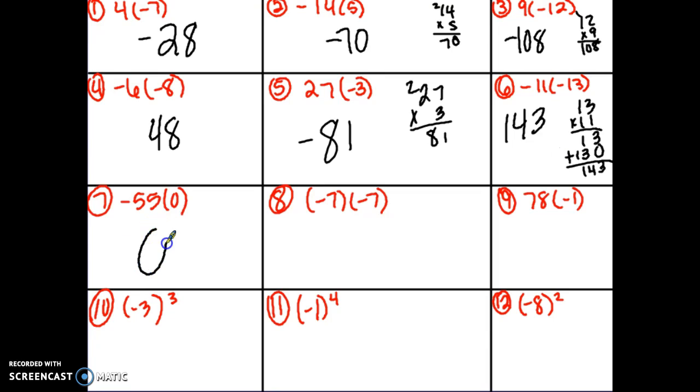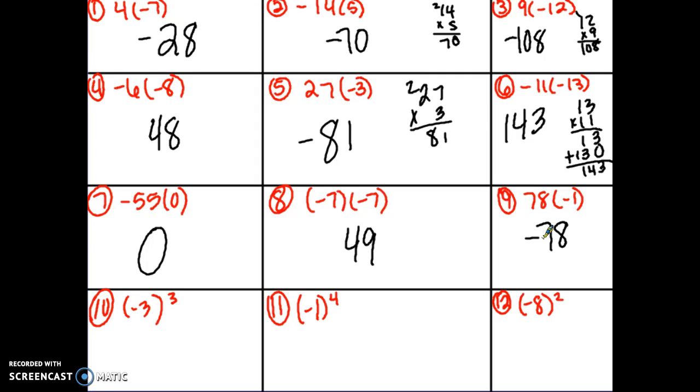Number 7, anything times 0 is 0. Number 8, 7 times 7 is 49. My signs are the same, so my answer is positive. Number 9, 78 times negative 1. 78 times 1 is 78. A positive times a negative is a negative.